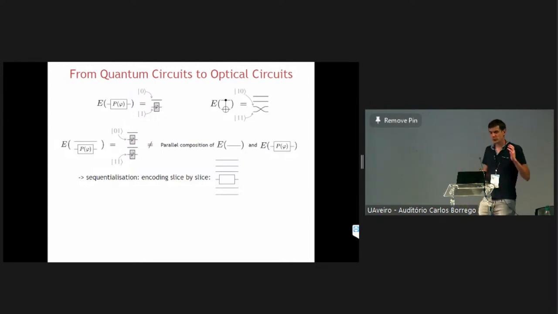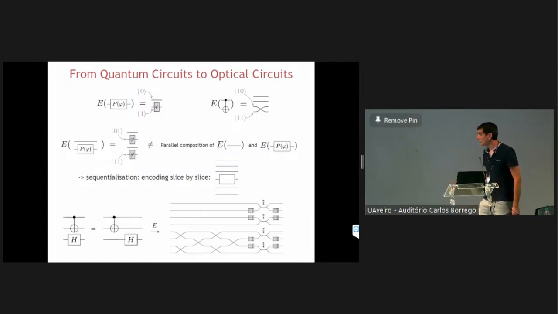So this is the problem: the parallel composition is not the same in both models, and the solution here is to sequentialize our circuit. That is, to sequentialize it and translate it slice by slice, the slice being just identities everywhere except one gate. And this is what we need to do to actually define the translation.